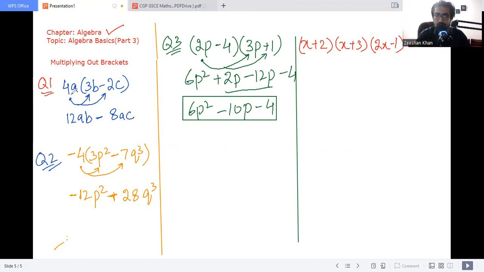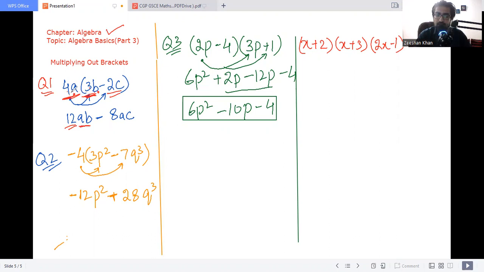So let's say we have a question 4a, and inside the bracket we have 3b and 2c. So you will multiply this 4a inside the bracket with both of them. So 4 times 3 is 12, and we will write a and b on its own place. Obviously we cannot multiply them or simplify them further. So therefore 4 times 3 is 12, and we will write a and b together. That means we have multiplied this 4a with 3b.